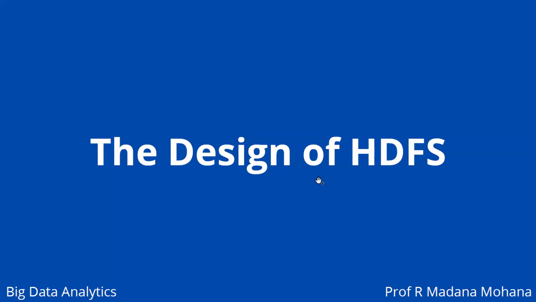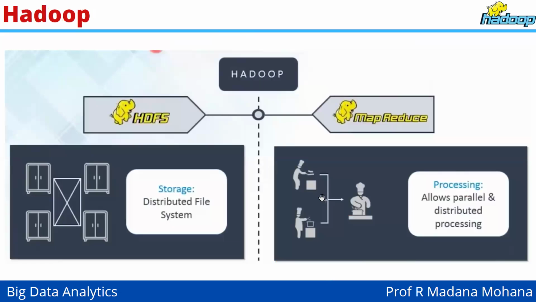Coming to the design of HDFS. In our previous lecture, we already saw Hadoop majorly consisting of the following components. The first one is HDFS, which is storage in a distributed file system manner. Another component is MapReduce for processing, which allows parallel and distributed processing.